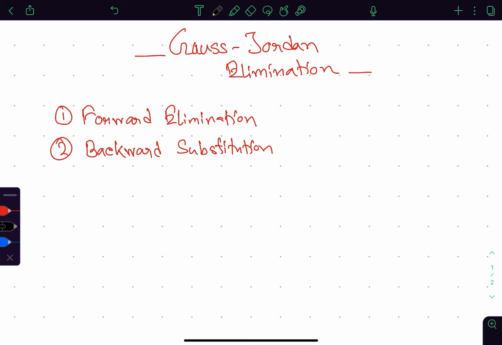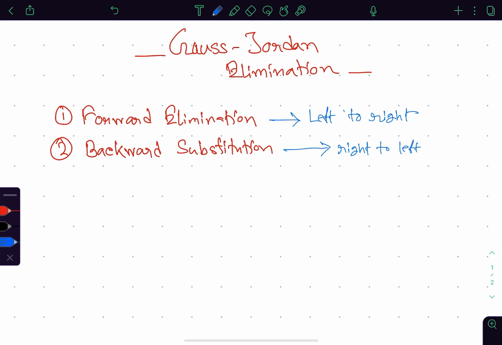One thing to keep in mind is this forward elimination works from left to right, and this backward substitution works right to left. Also, in forward elimination we consecutively move downwards, and in backward substitution we kind of move upwards, if that makes sense. But yeah, we'll explain with an example.